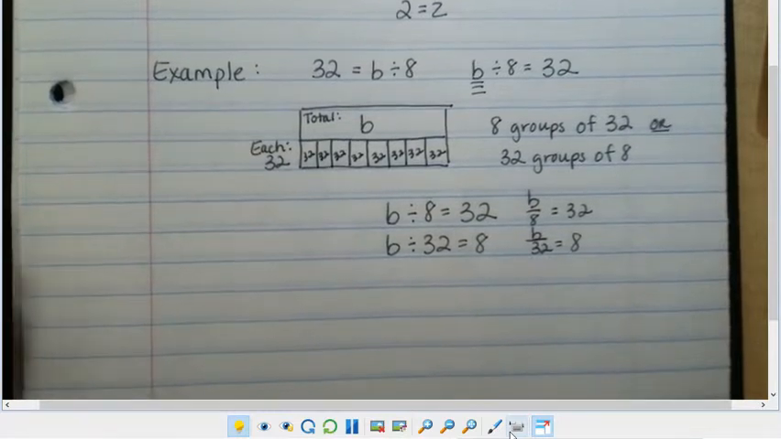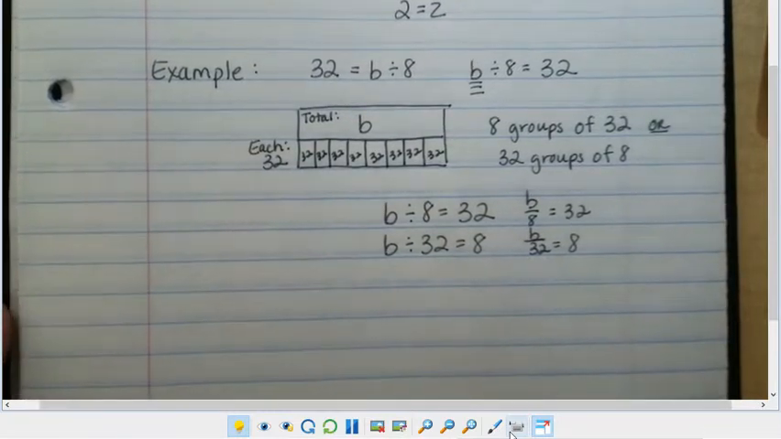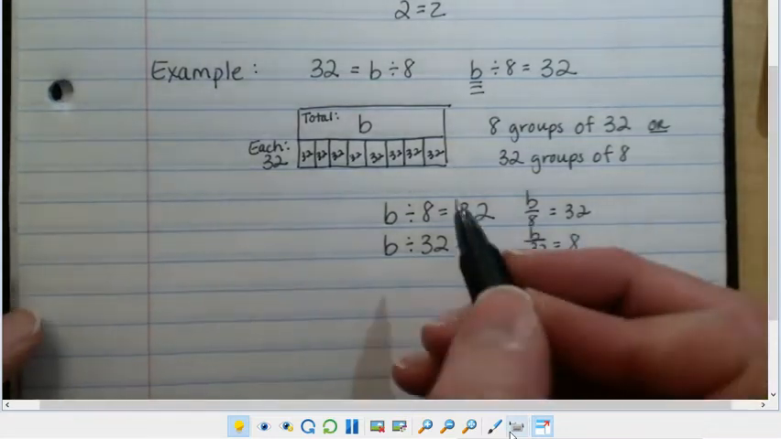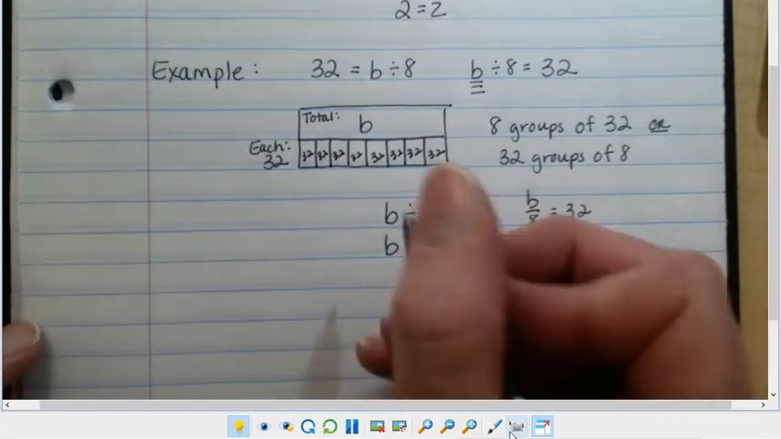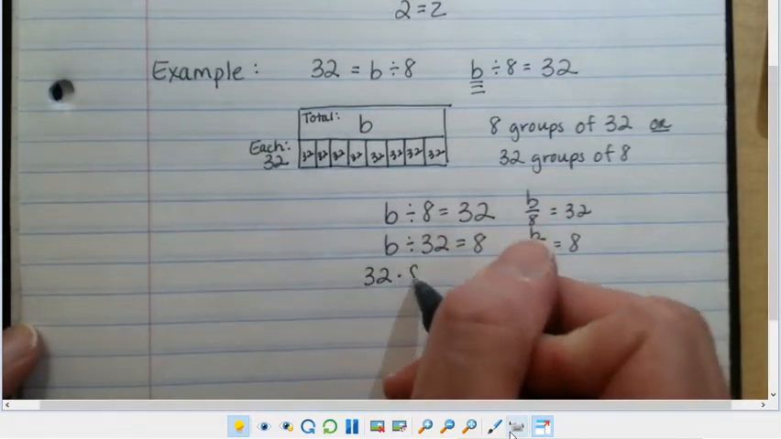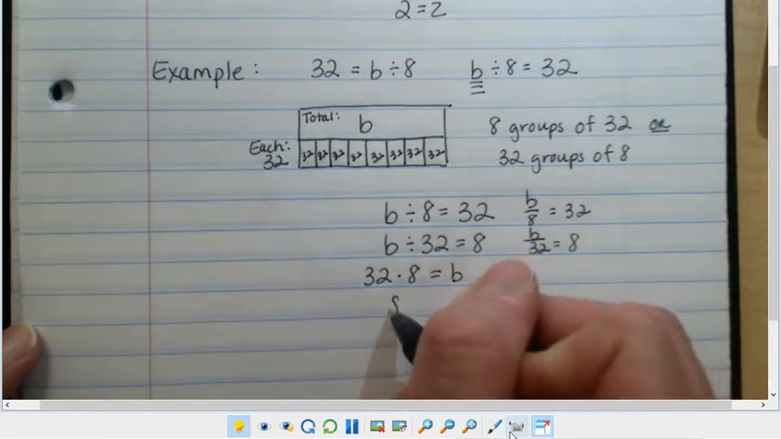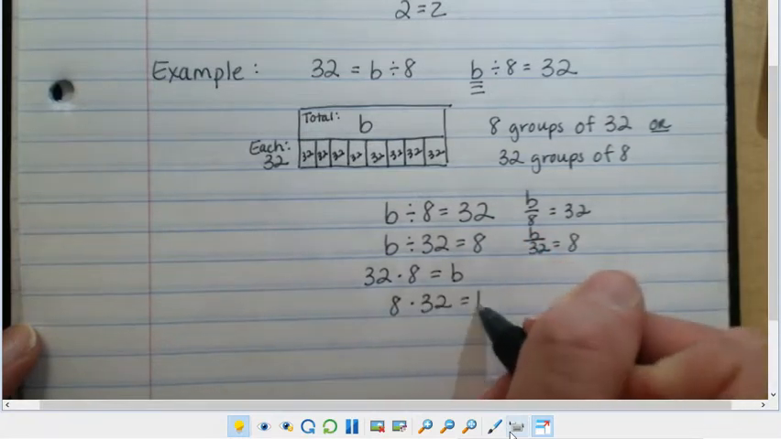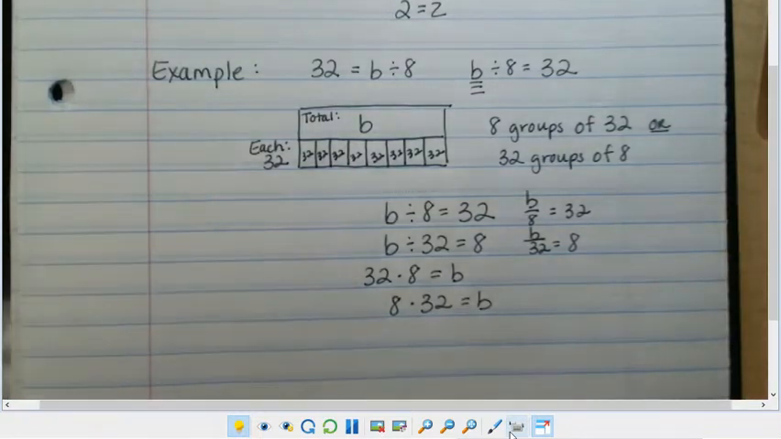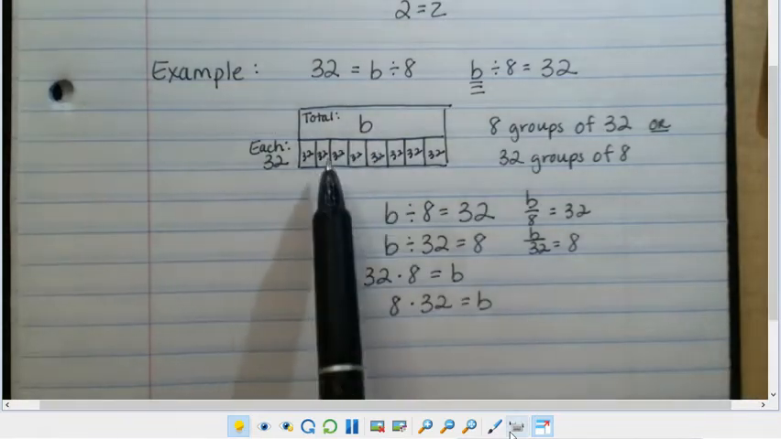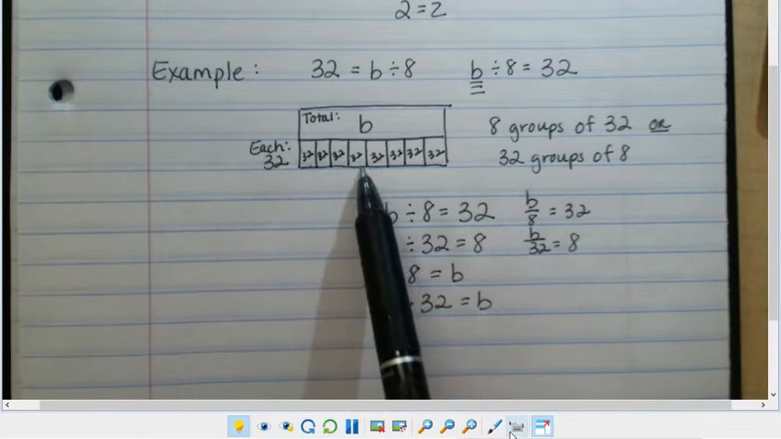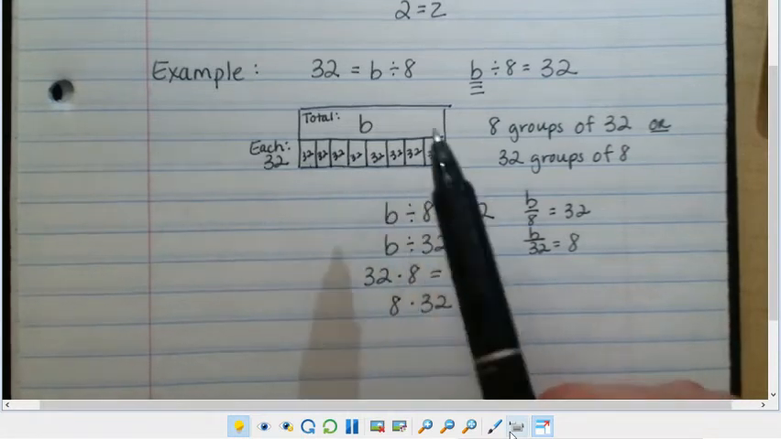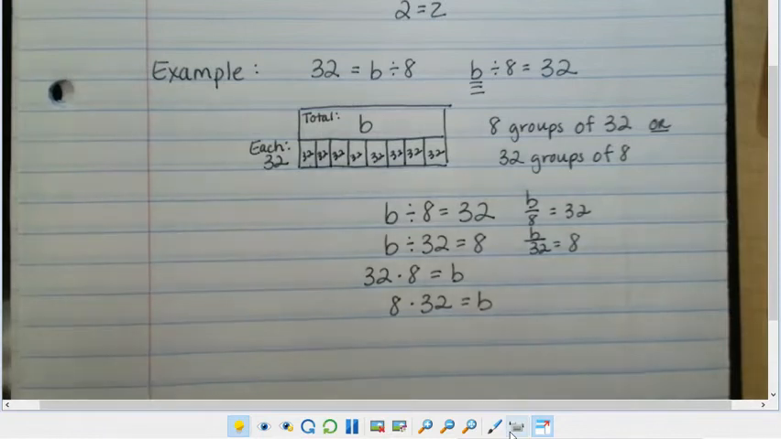Could I write it as a multiplication problem? I could, right? I can write this as multiplication. That would be 32 times 8 equals b, or 8 times 32 equals b. I could even write it as an addition problem if I wanted to. I could do 32 plus 32 plus 32 plus 32 plus 32 plus 32 plus 32 plus 32 equals b if I really wanted to. I could also get that addition from there too.